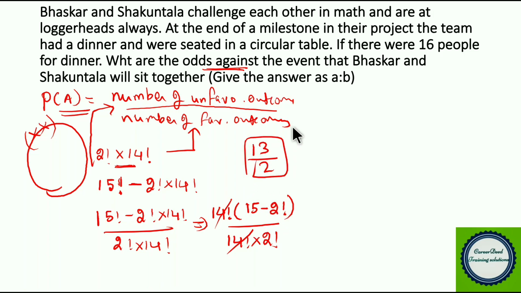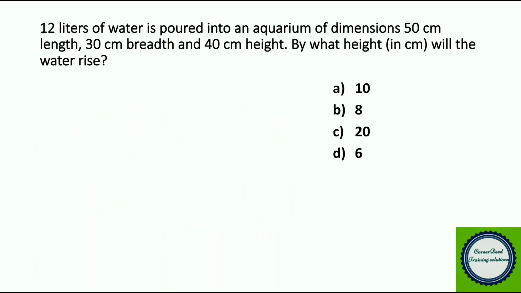So the answer for this question is 13 is to 2, because you have to write the answers in A is to B format, that is 13 is to 2. This becomes your answer. So the only thing you have to keep in mind is to find odds against the event happening. Number of unfavorable outcomes by number of favorable outcomes is the structure. Now moving to question number 20.